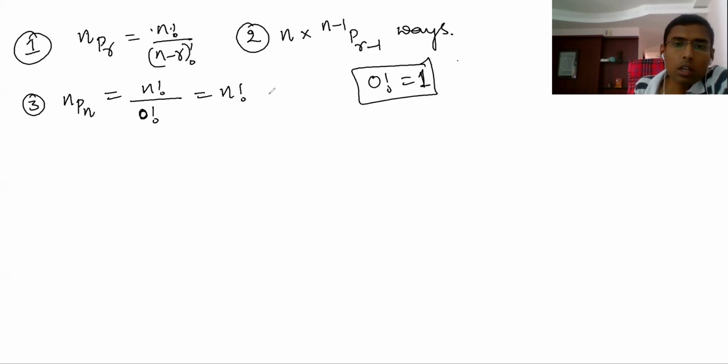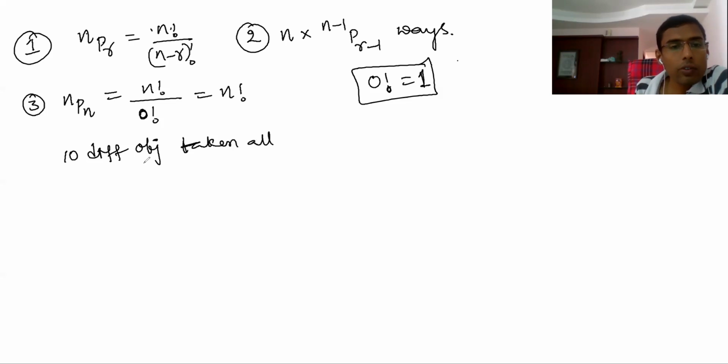Means what it is, by taking this we are getting everything perfect, no error, by taking 0 factorial. Now let's take 10 different objects. What we want is to arrange them. So, the number of permutations of 10 different objects taken all at a time.